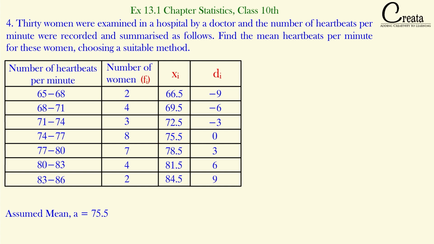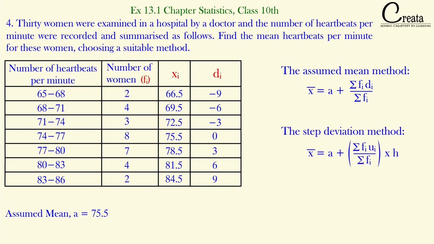Now we have two options, either to use the assumed mean method or to go with the step deviation method, which is the next method in which we have to calculate ui. How do we decide whether we go with the assumed mean method or the step deviation method? We see the class interval in the range. If you refer to all these intervals, the class size is 3. That is, in the range of the class interval 65 to 68, we have three numbers. 68 minus 65 is 3. So here the class size is 3.